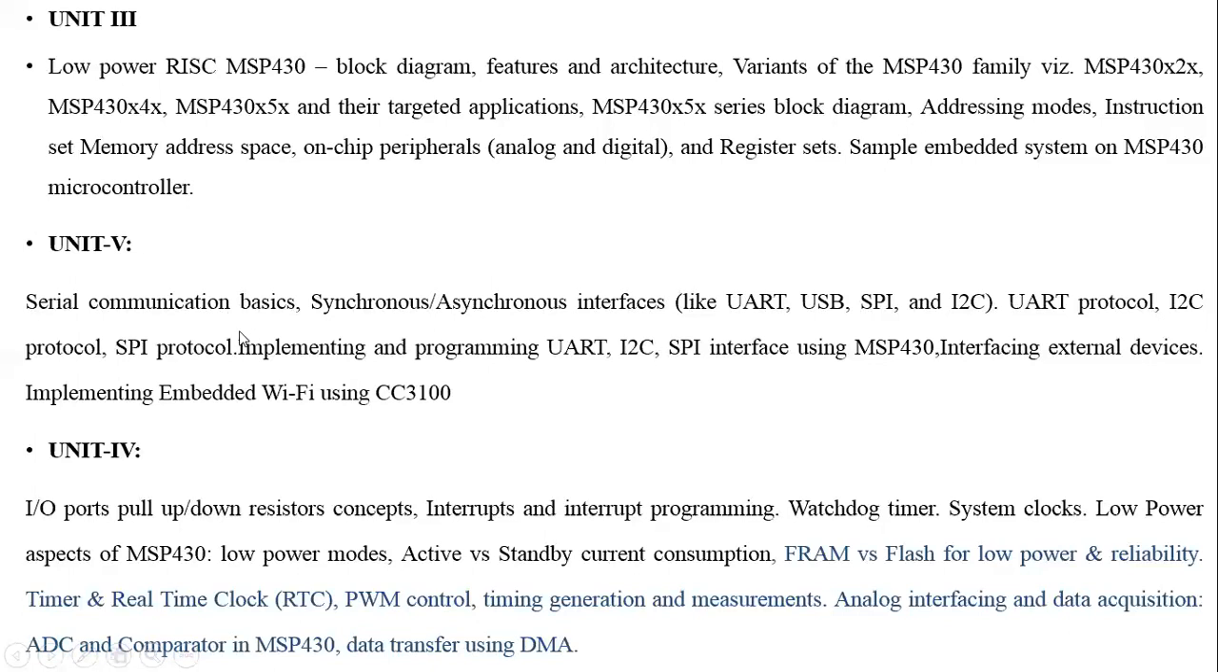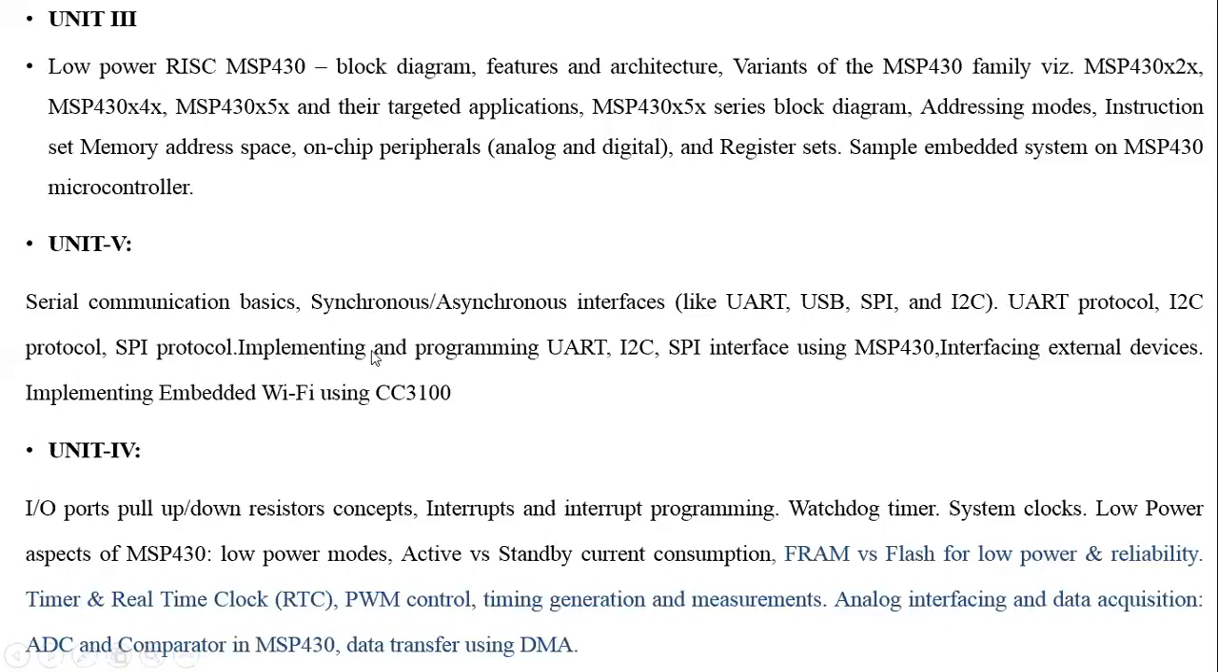After that, we studied up to the fifth unit, serial communication basics. That is serial communication, parallel communication, synchronous, asynchronous, and what communication modes are available to transmit the data: simplex, half duplex, full duplex. Then we studied the UART, USB, SPI, I2C protocols. And also we studied the SPI protocols in USI and USCI.